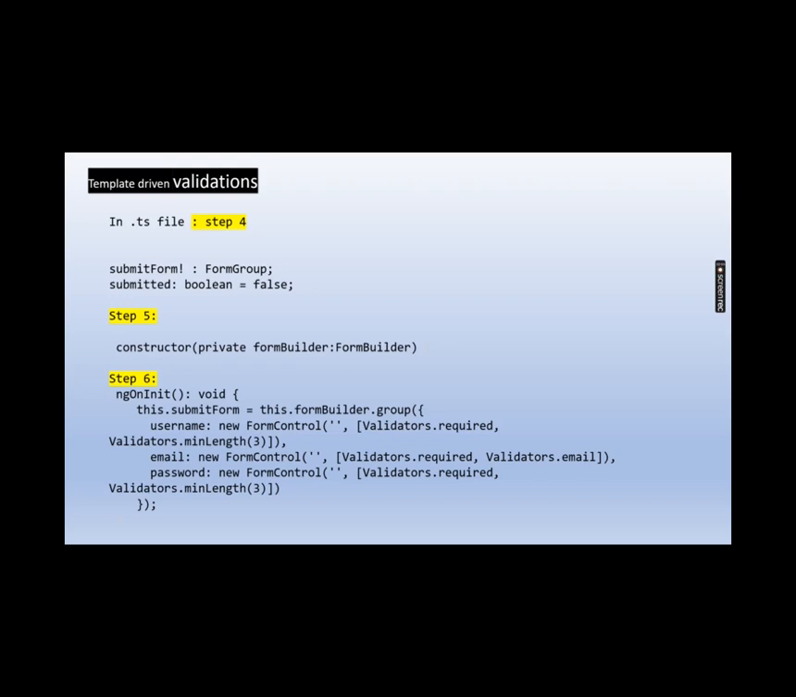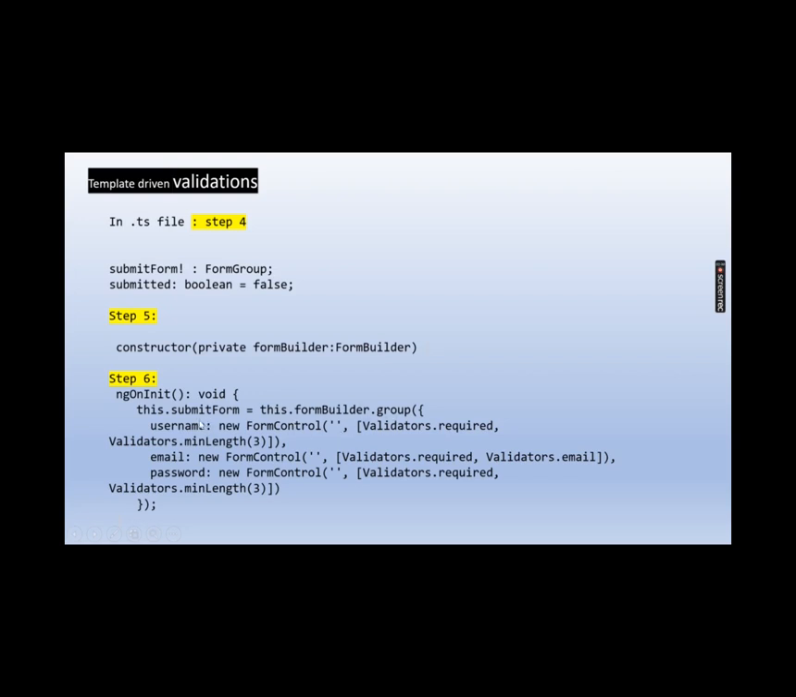Based on a certain length, as I told, template driven or simple validations. So username should be a minimum of 3 characters. Suppose the user is entering 1 or 2 characters; the user needs to enter a minimum of 3 and a maximum of 14 or something. Based on our length we can define that, that is the purpose. So this.submitForm, this form group, submitForm is from the form group. So submitForm equals this.formBuilder, and formBuilder comes from group.